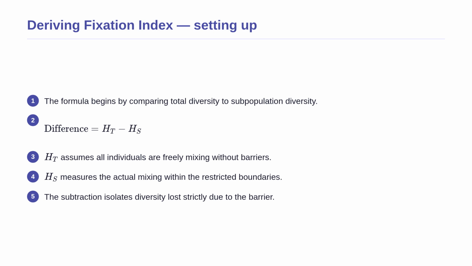By subtracting HS from HT, we are mathematically isolating the exact amount of genetic variation that is strictly due to the populations being separated. This subtraction step is crucial because it shows us exactly how much genetic diversity is locked away in the separate populations, rather than being shared across the whole group.